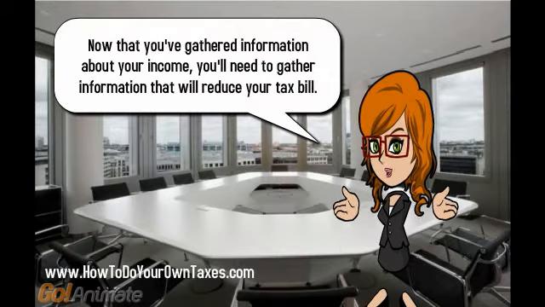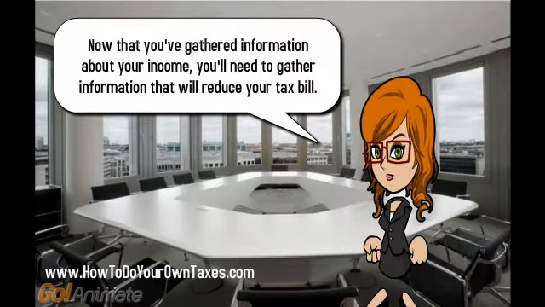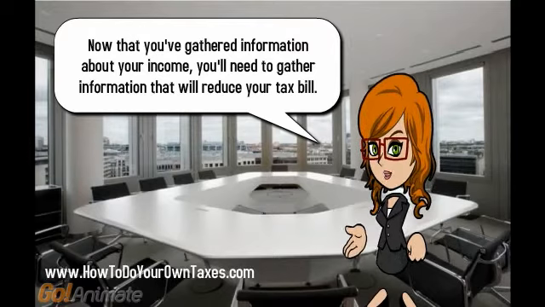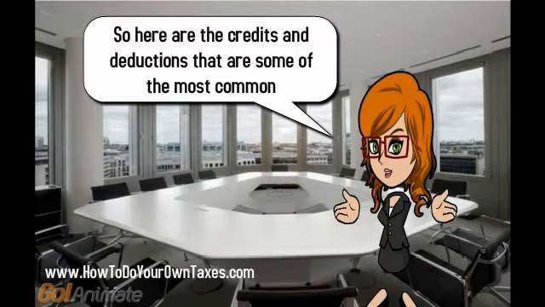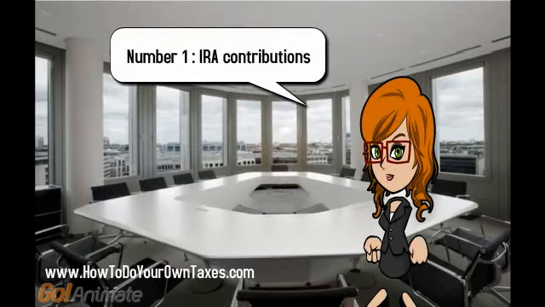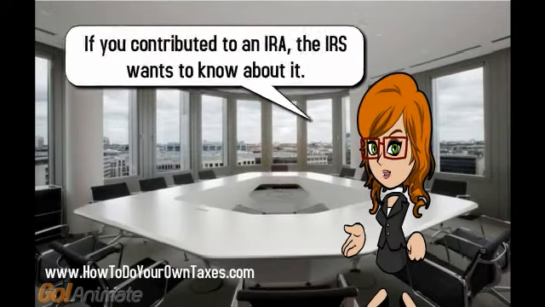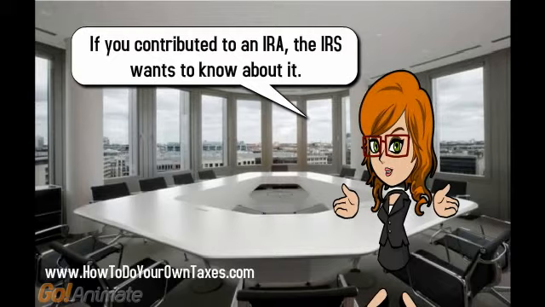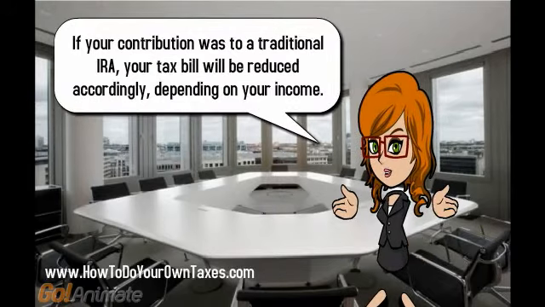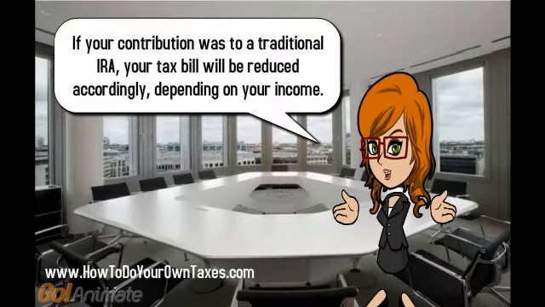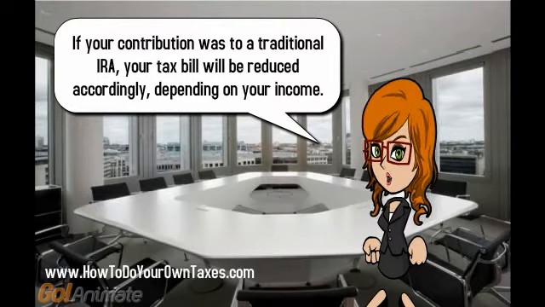Now that you've gathered information about your income, you'll need to gather information that will reduce your tax bill. So here are the credits and deductions that are some of the most common. Number 1. IRA contributions. If you contributed to an IRA, the IRS wants to know about it. If your contribution was to a traditional IRA, your tax bill will be reduced accordingly, depending on your income.